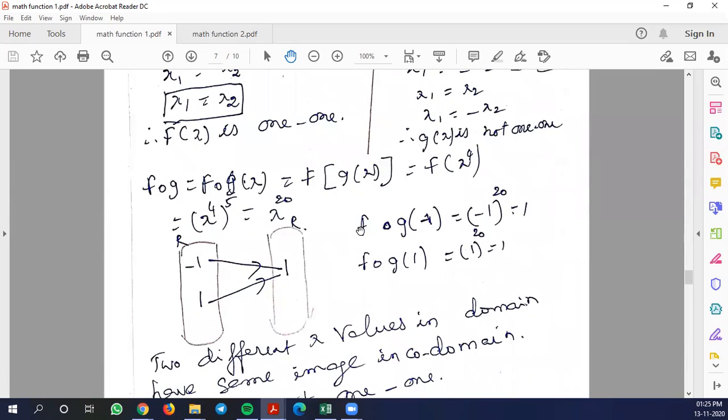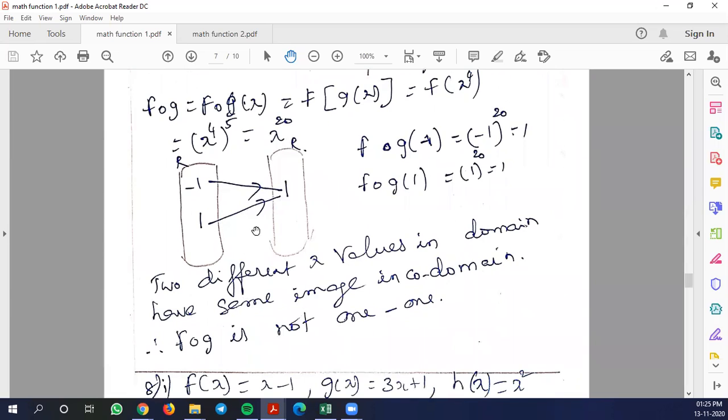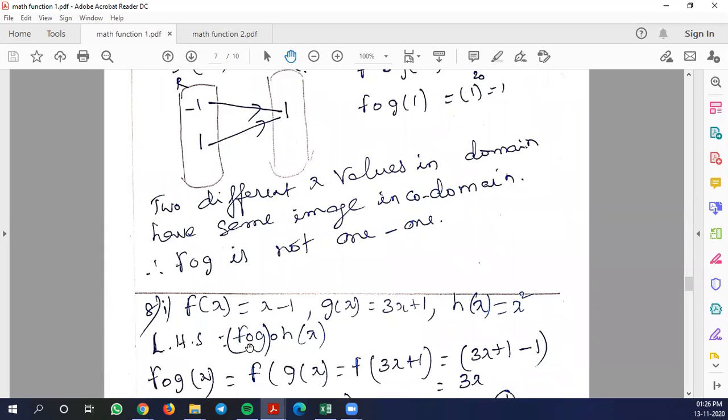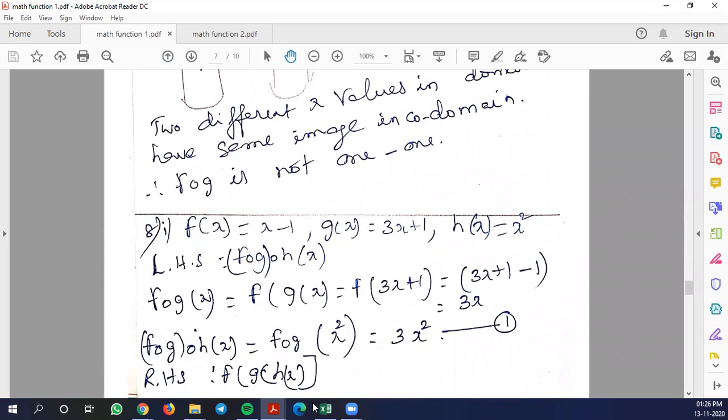Now here again, for f of g, you take minus 1. Minus 1 to the power 20 is 1. In the same way, 1 to the power 20 is also 1. So here again, two different values in the domain have the same image in the codomain. So f of g is not one-one.